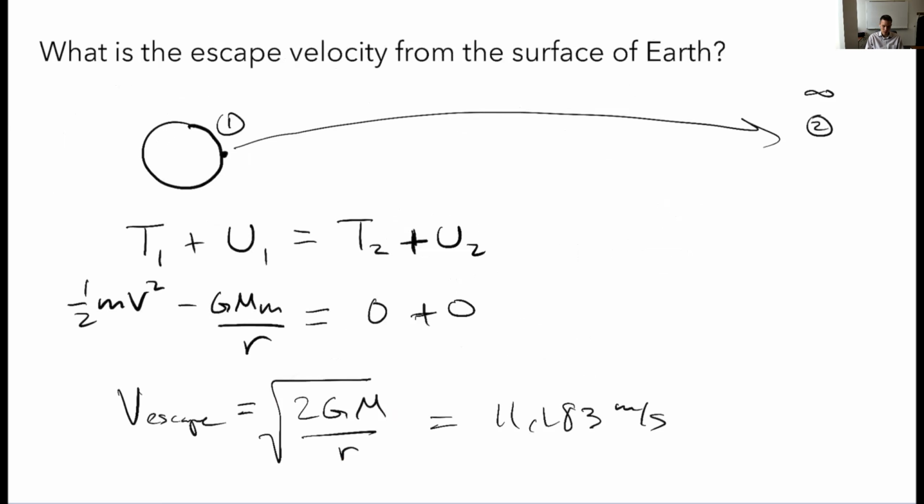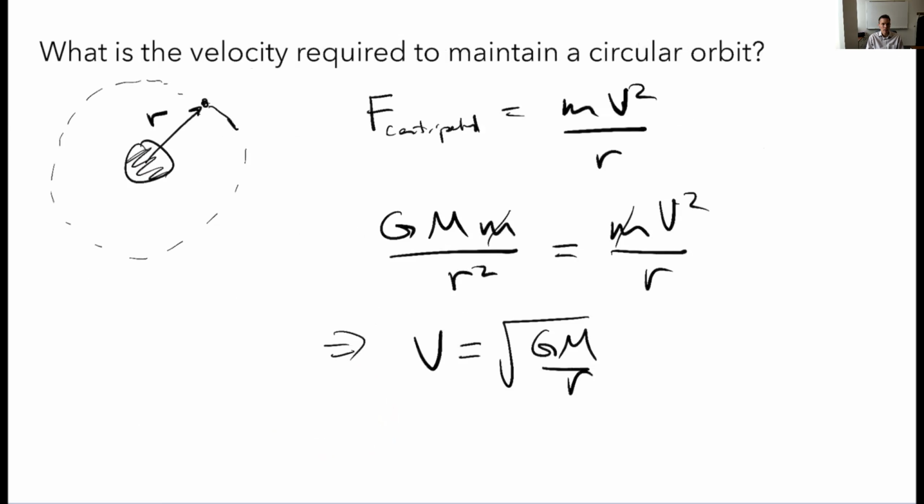This looks very similar to this. It's 1 over the square root of 2 less, so it's about 71% of the escape velocity. So that's still quite a large number. I still need about 70% of that velocity to maintain this circle.